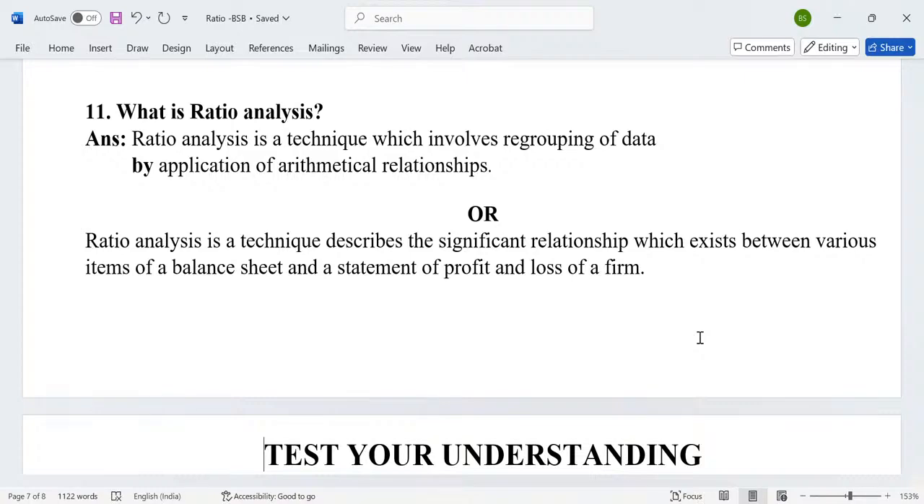Ratio analysis is a technique describing the significant relationship, important relationship, which exists between various items of the balance sheet like current asset, fixed asset, current liability, and statement of profit and loss of a firm. You can use any one.